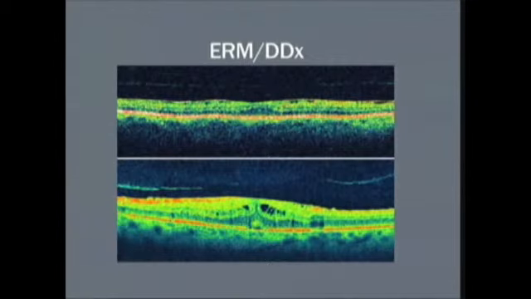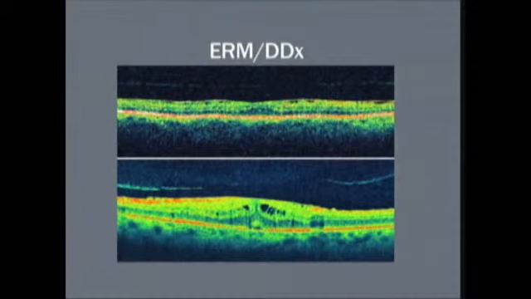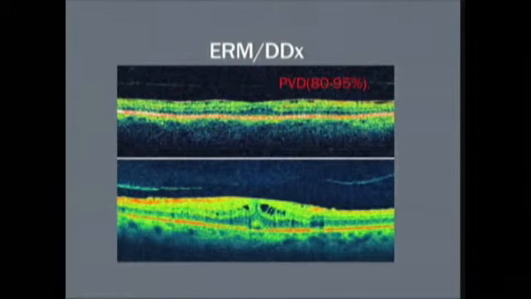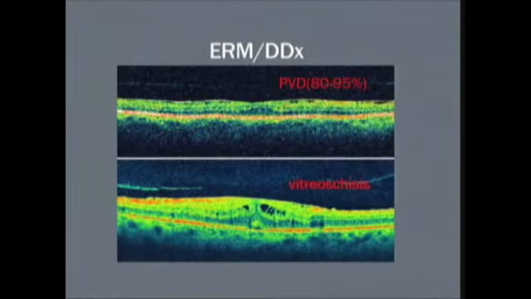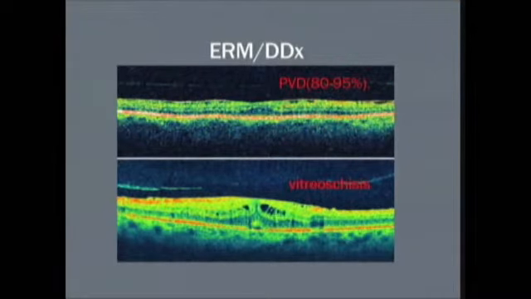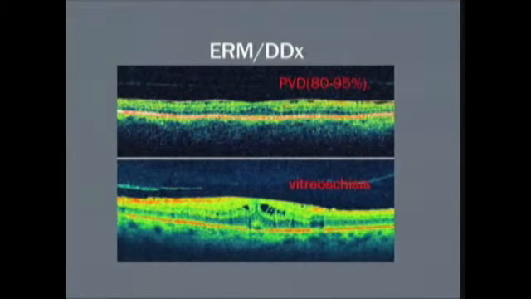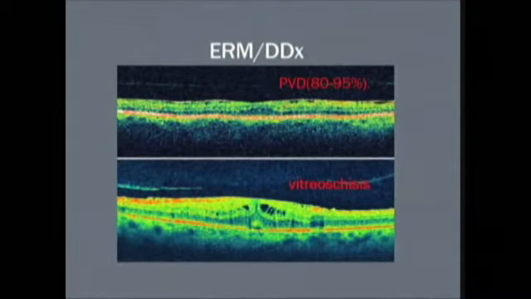You can see in this OCT, there is an epiretinal membrane with complete PVD, which is present in 80 to 95% of cases. In this case, you see the posterior vitreous detachment, but there is a missed part of it in this area, which is still attached to the internal limiting membrane. It's the mechanism which happened here.